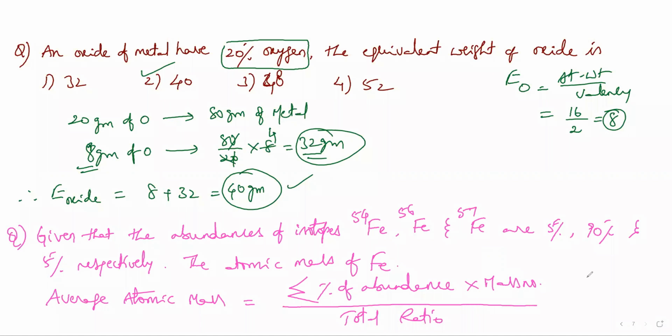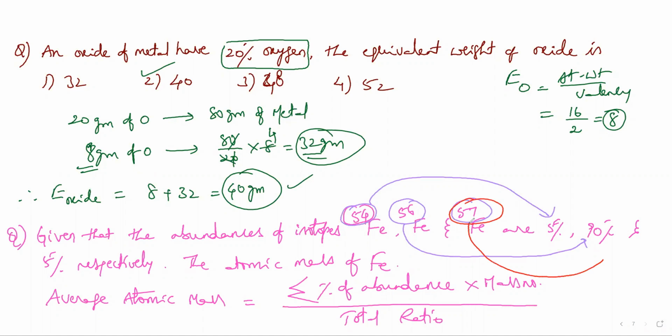But what is percentage abundance into mass number? These are mass numbers. So 54. What is its corresponding percentage? Its corresponding percentage is 5. Then 56 into 90. Then 57 into 5%. You have to take the algebraic sum. Let me see.